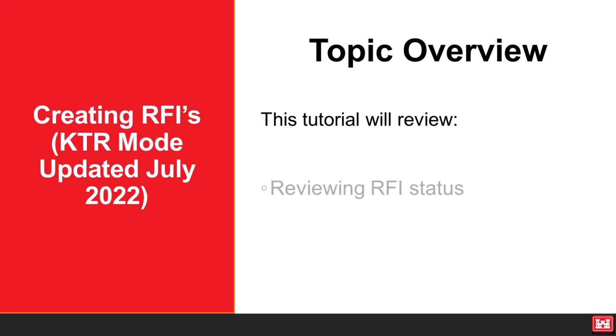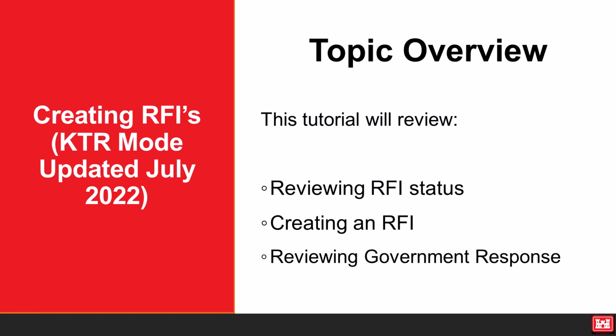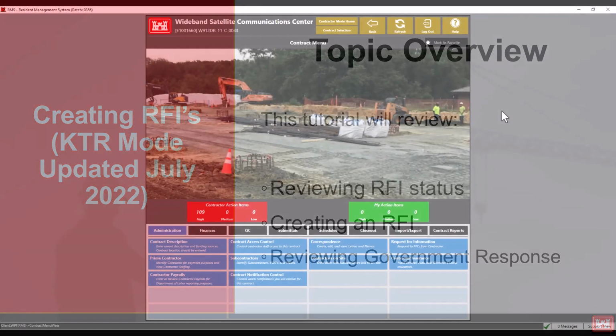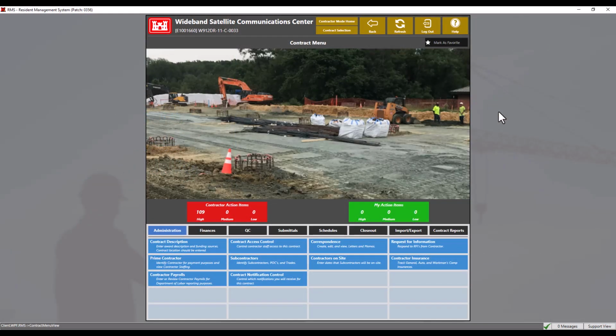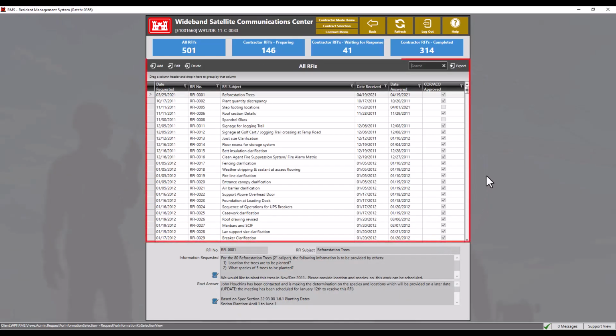Today we will discuss reviewing RFI status, creating an RFI, and reviewing government responses. Now let's get started. Once logged into RMS and a contract of interest has been opened, navigate to the administration menu and select the requested information menu option. When the module is entered, all previous RFIs for the selected contract will be displayed.